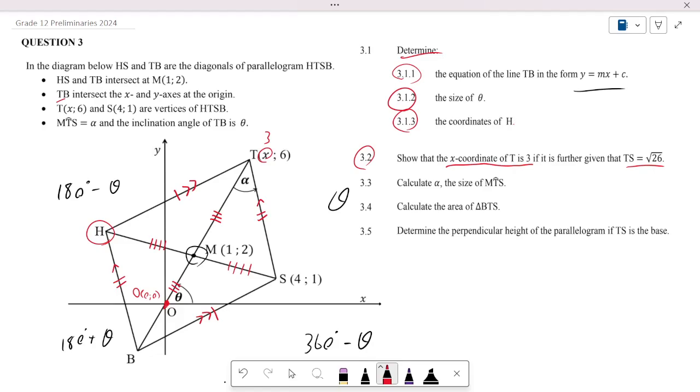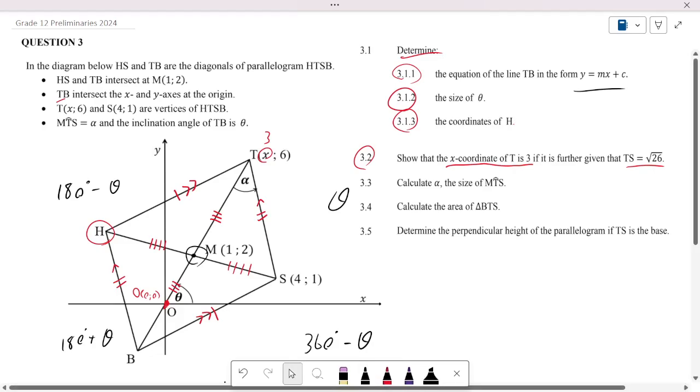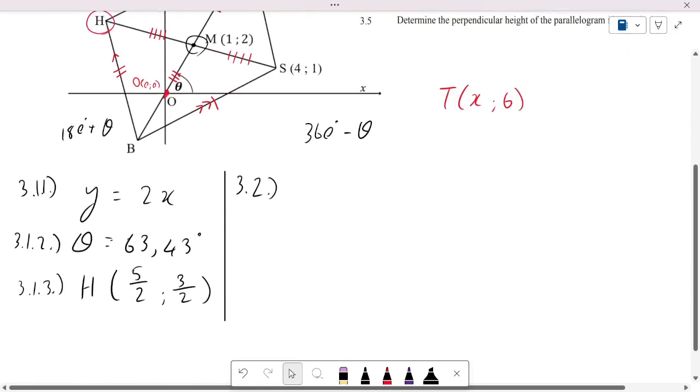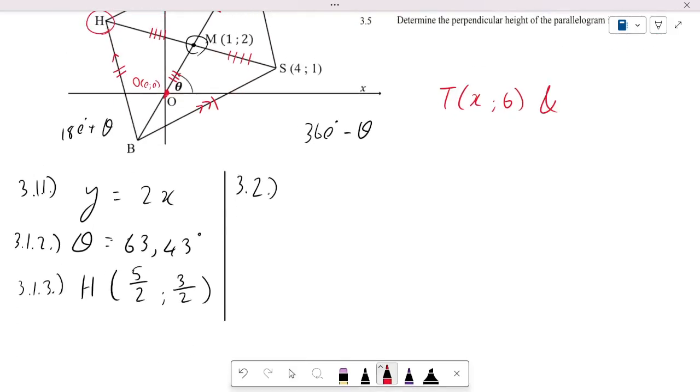So basically they tell us what the length of TS is equal to, and for S, they do give us the other coordinate. So we have the following information. T is going to be (x, 6), I believe it was 6, and then S would be S with the coordinates of (4, 1). So this is what we are going to do.